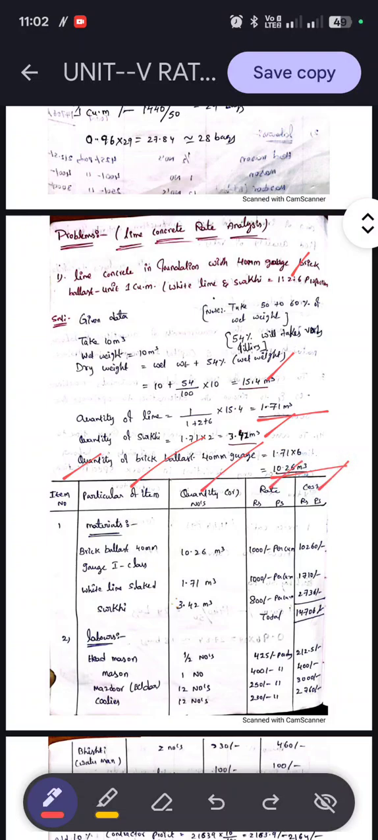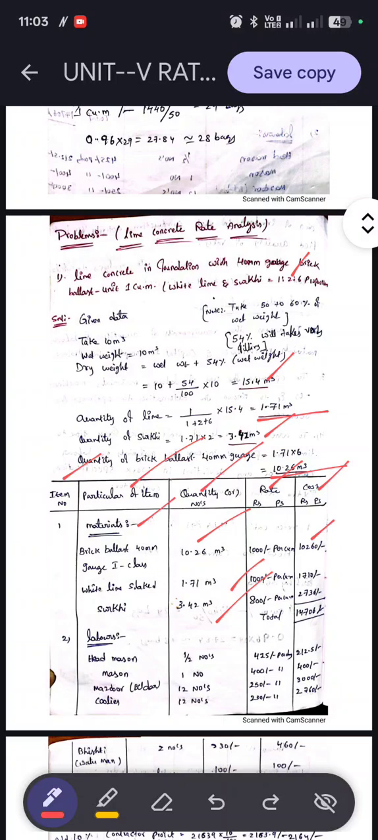First item, materials. What are the materials? Brick ballast 40 gauge, white lime and suriki. First mention the brick ballast quantity, 10.26 cubic meters, lime 1.71 cubic meters, and suriki quantity 3.42 cubic meters. The rate is 1000 per cubic meter for brick ballast 40 gauge, so 10.26 into 1000.